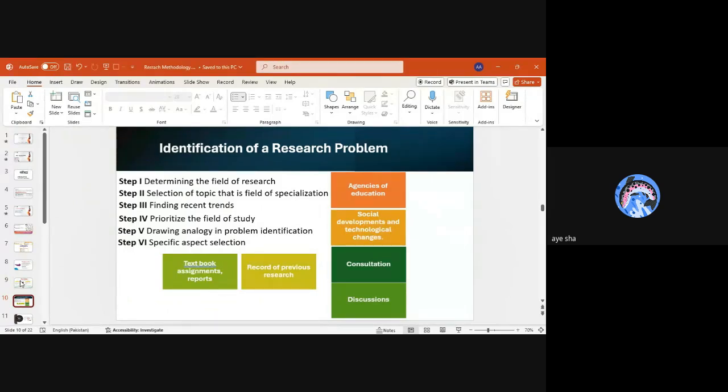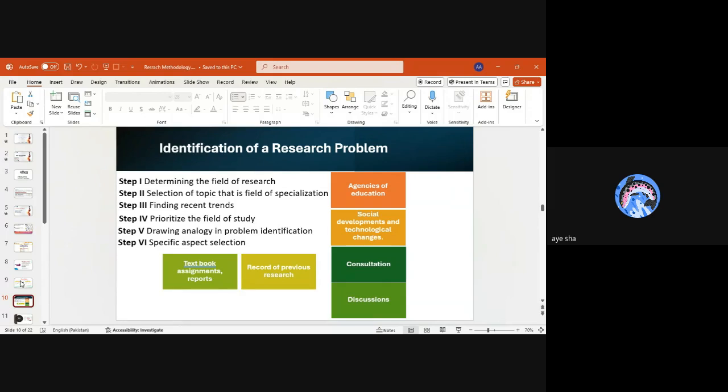Your step number 1 would be determining the field of the research. Obviously, the field of the research could be based on your interest, on the nature of your job, or on something that you see on an everyday basis. All right. Then you will select the topic in that particular area. For example, you are dealing with some water issue in your area. So you will say that I want to develop a research proposal on something that is related to water pollution.